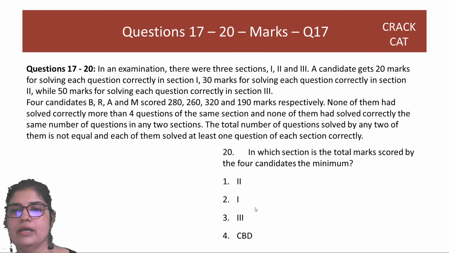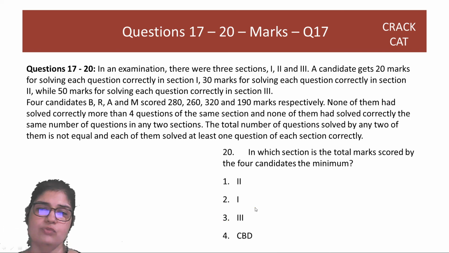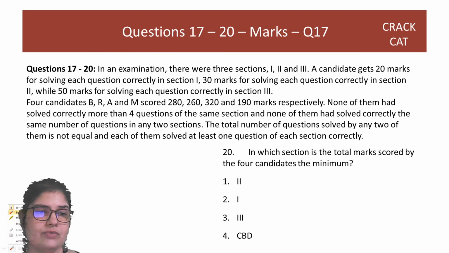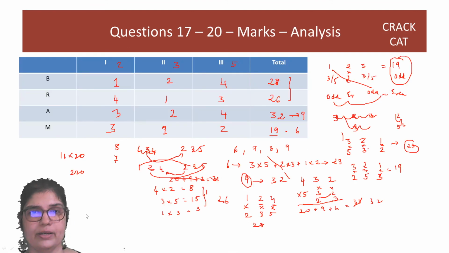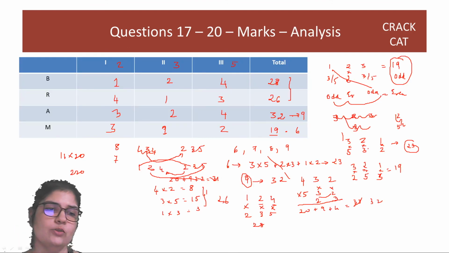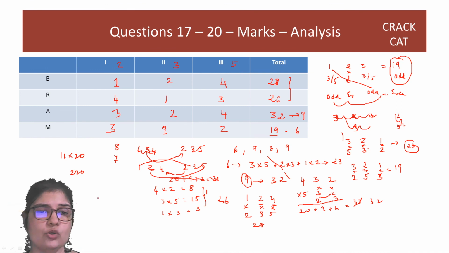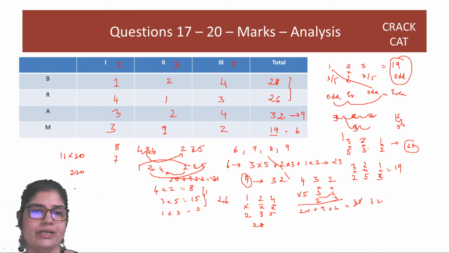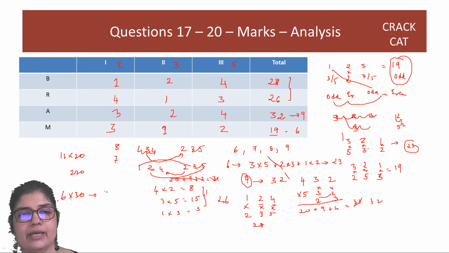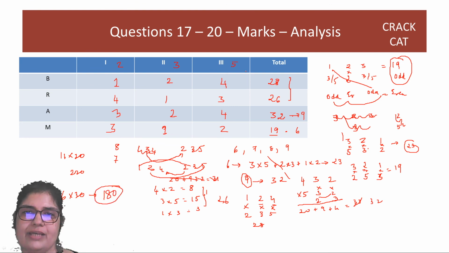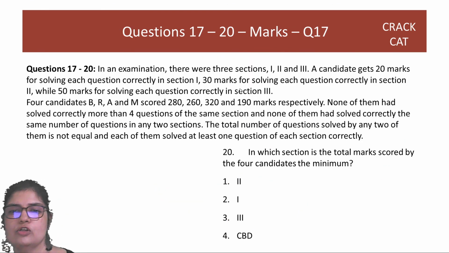20th question. In which section is the total marks scored by the 4 candidates the minimum? So it's very tempting to think it is section 1. Right? But section 1 we see that the total marks is 220. How much is there in section 2? Section 2 people have totally attempted 6 questions. Right? 2 plus 1, 2 plus 1. And each of these questions are worth 30. So in fact, section 2 mein sabse kam hai. You have only 180 marks coming from section 2. This is of course very high. Section 3 is very high. You don't need to check for that. So the answer is section 2.